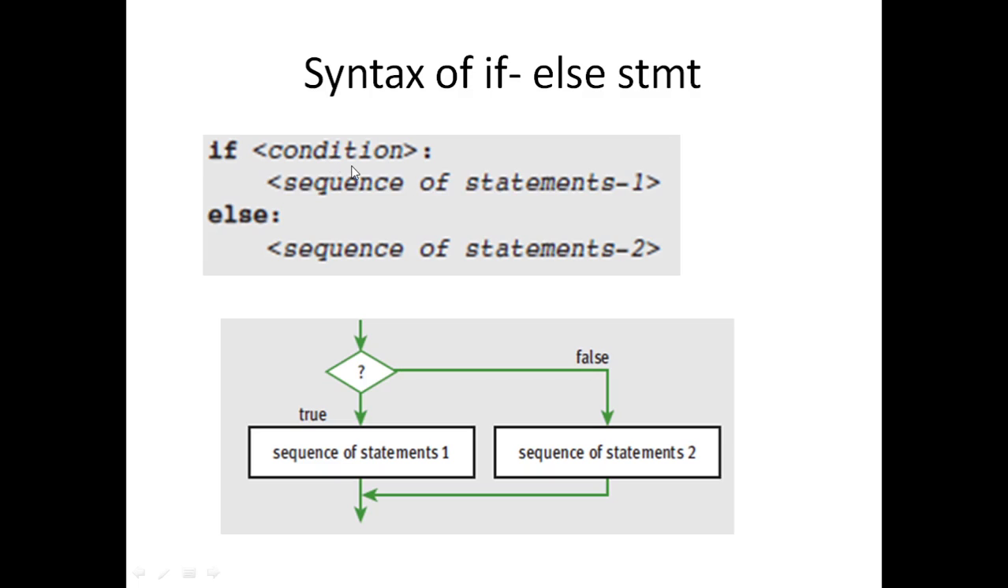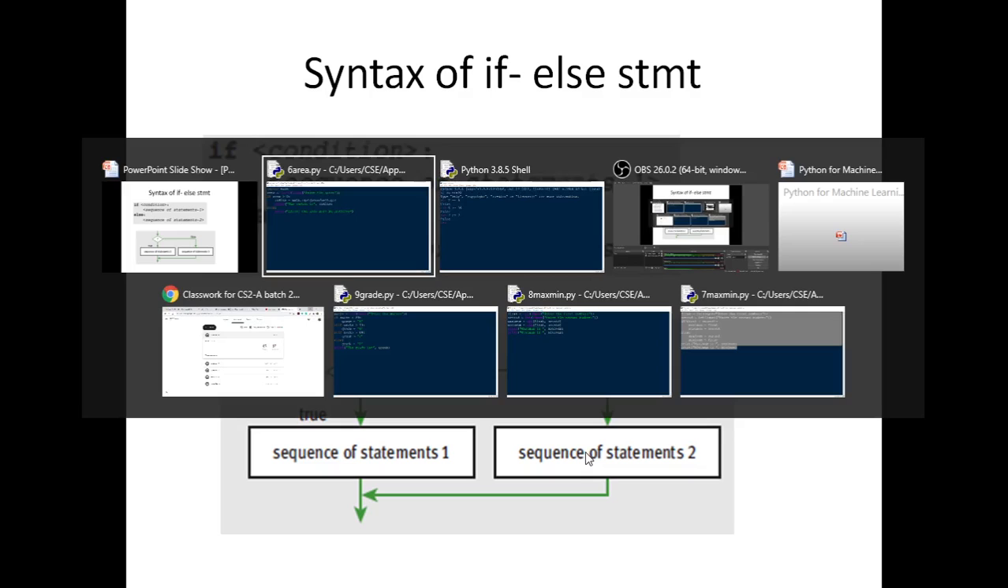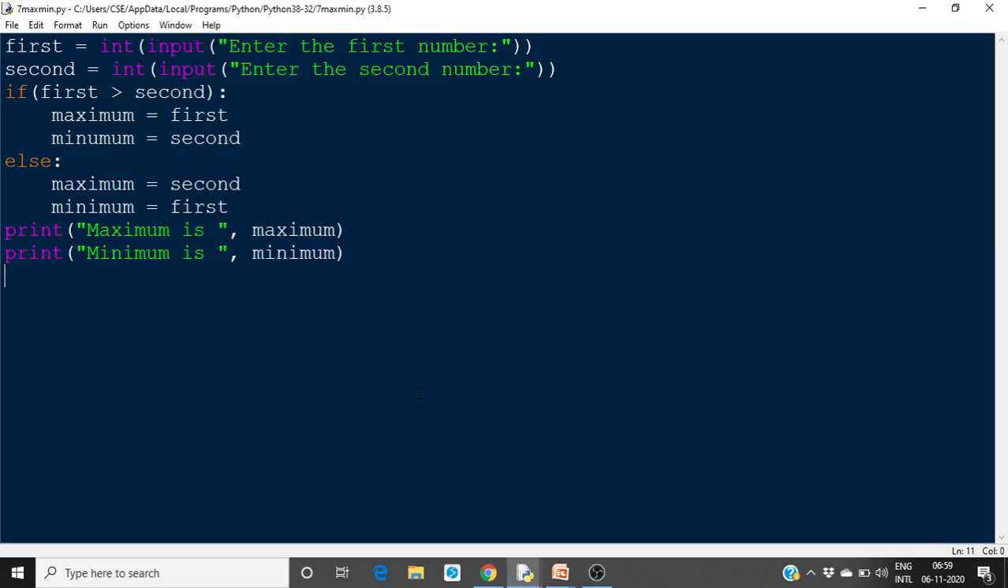So it will check one condition. If the condition is true, it will execute the first set of statements, and if it is else, it will execute the other set of statements. This is why it is known as a two-way selection statement. Okay. We will see one more example.